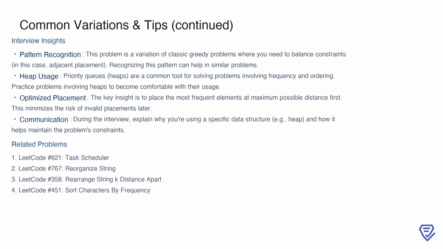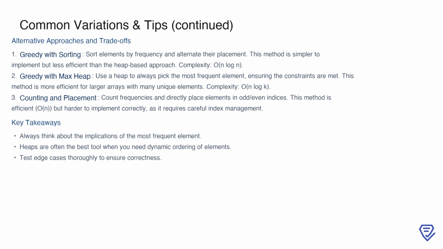There are also alternative approaches to solving the problem, each with its own trade-offs. A simpler approach involves using a greedy strategy with sorting. By sorting elements by frequency and alternating their placement, you can achieve a valid arrangement. However, this method is less efficient, with a time complexity of O(n log n).